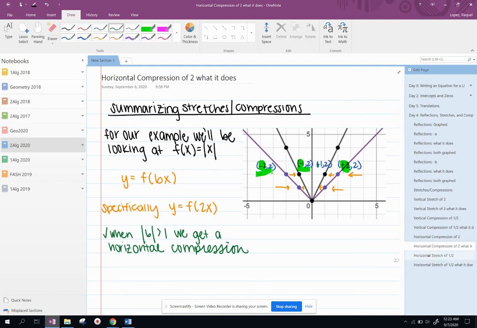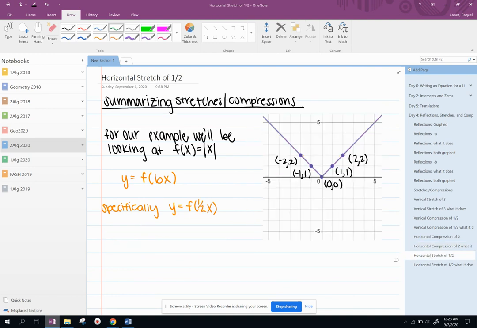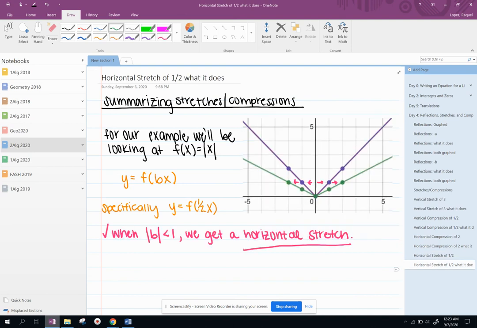Okay, let's take a look at a horizontal stretch of 1/2. So this time we're going to replace the b with a 1/2. And again, there's the original graph, the original absolute value graph, and it's in purple. And this time what happens is we get a horizontal stretch. So it moves in the direction of the pink arrows. And we can summarize this by saying when the absolute value of b is less than 1, we get a horizontal stretch.